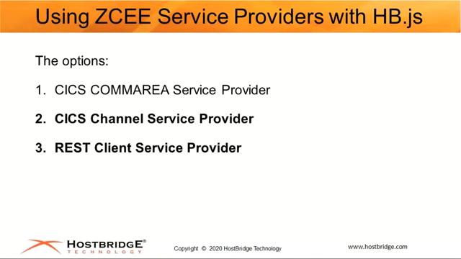Now, in the one-to-one case that I showed you earlier, where you're using ZCEE to do API transformation and then calling a single COMMAREA program, you would most likely use that first option as your service provider pattern. But we're going to focus on the other 2 because we're focused on these more complicated cases where we want to run multiple programs, multiple transactions, and maybe even go after a little data at the same time.